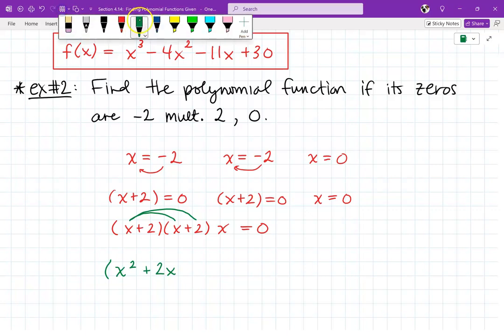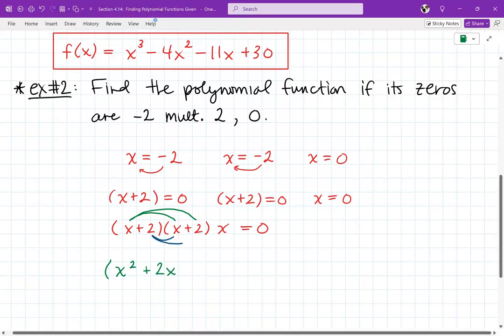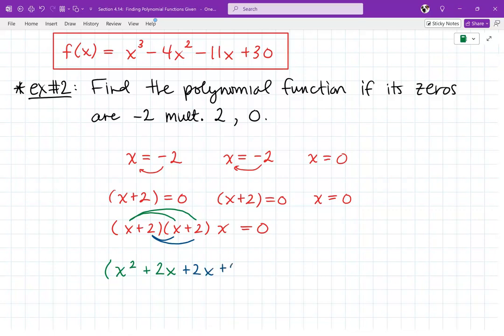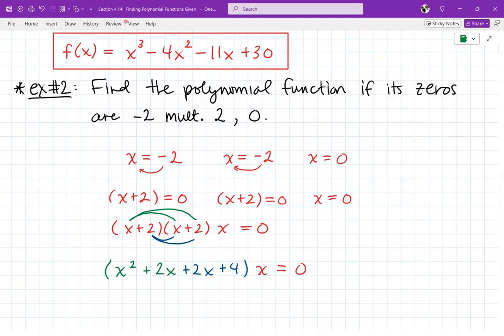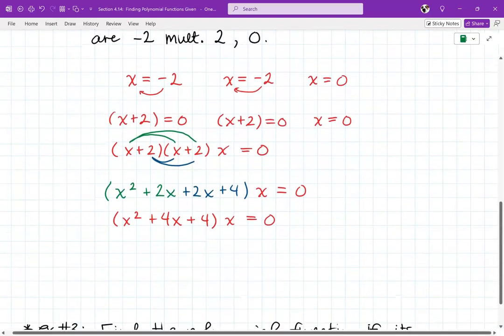And then let's do the other ones. 2 times x, 2 times 2. So 2 times x is 2x. 2 times 2 is 4. And then I still have a times x in the front. Or in the back, shall I say. All right, let me fix the inside of that multicolored multiplication. So this becomes x squared plus 4x plus 4 times x equals 0.